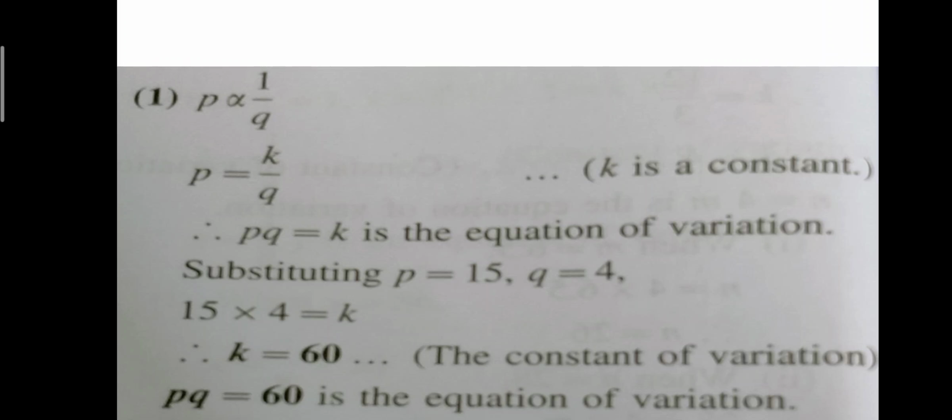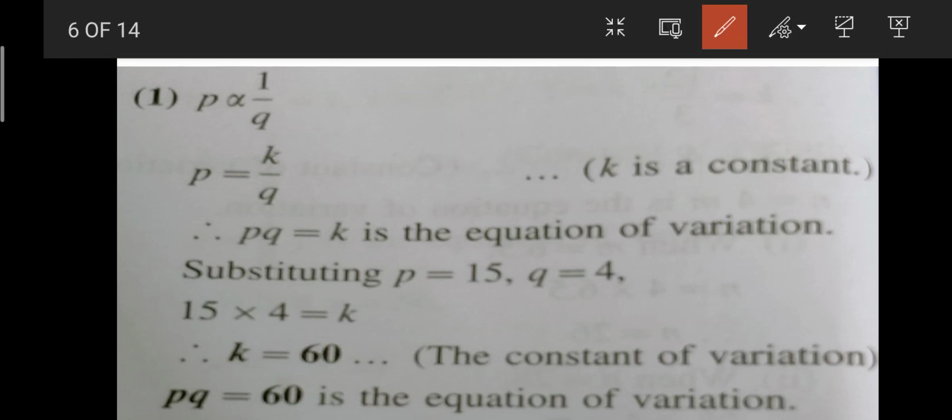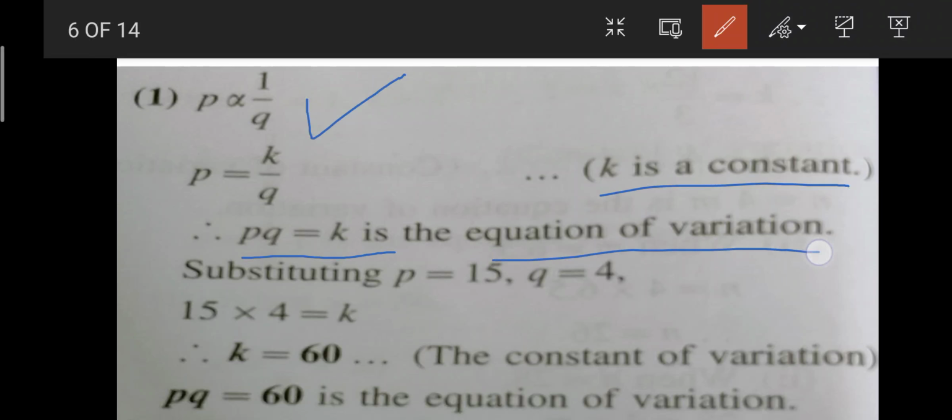So we'll start with it. Now students, it has already been given to us that P is inversely proportional to Q. That means P is equal to K upon Q, because K is a constant over here. That means we can say that PQ is equal to K, which is the equation of variation. Now we'll substitute the value P as 15 and Q as 4.